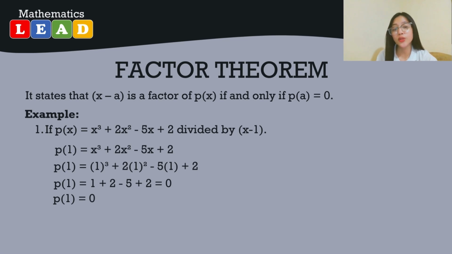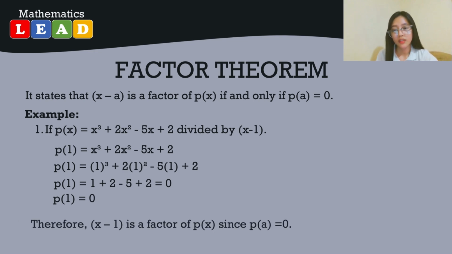And now let's proceed to the next theorem, which is the factor theorem, which is a direct consequence of the remainder theorem. It states that x minus a is a factor of p of x if and only if p of a is equal to 0. In our previous example, since p of 1 is equal to 0, therefore x minus 1 is a factor of p of x since p of a is equal to 0.